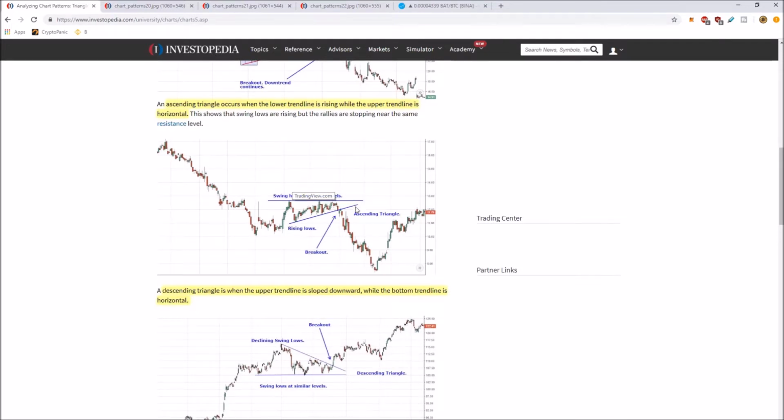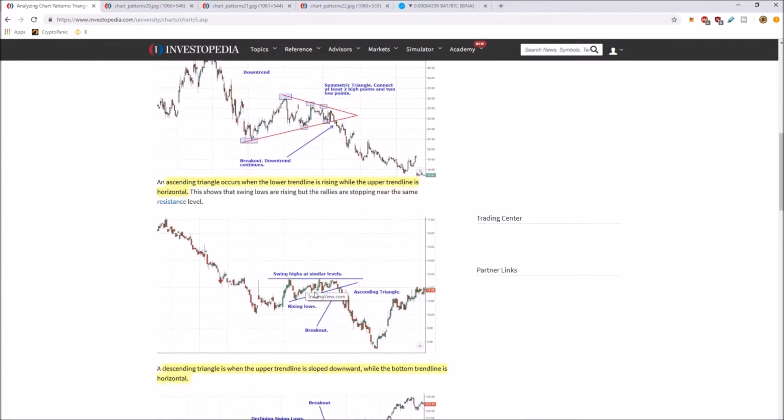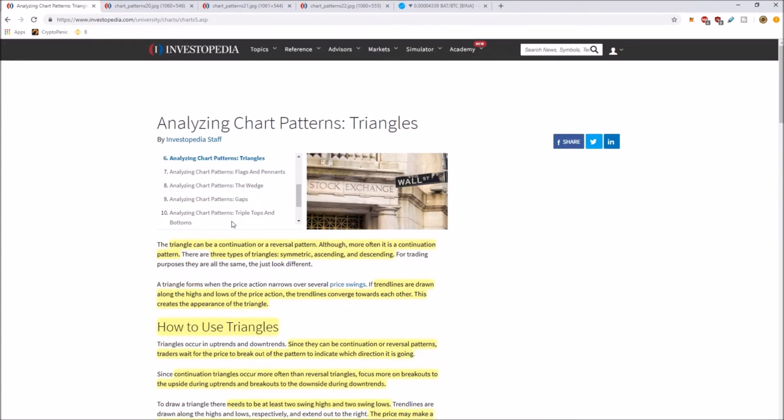This is an ascending triangle, where the horizontal line is at the top and then the price ascends as far as the price action. And then here we've got the horizontal line at the bottom. This is a descending triangle. There's a descending line at the top, okay? So descending triangle, ascending triangle, symmetrical triangle. Triangles are huge.